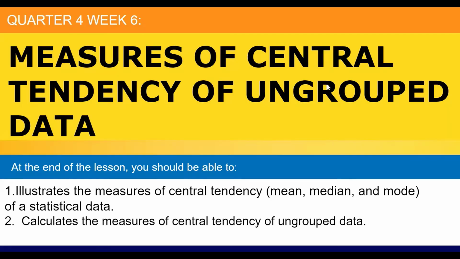Students, this lesson is for quarter 4, week 6, measures of central tendency of ungrouped data. Our objectives at the end of the lesson, you should be able to: number 1, illustrate the measures of central tendency, mean, median, and mode of statistical data. Number 2, calculate the measures of central tendency of ungrouped data.